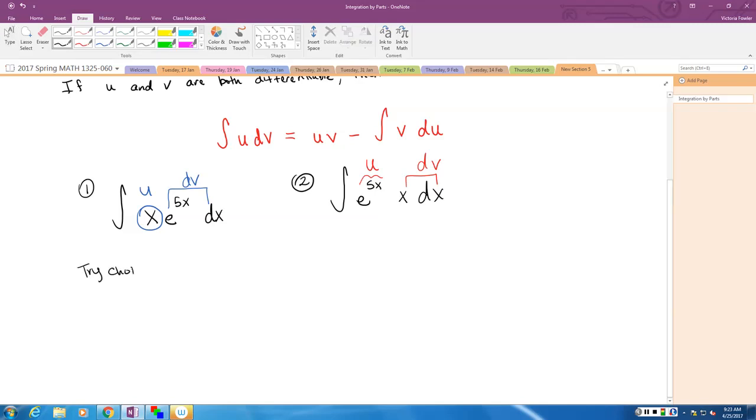So I'm asking you to just kind of hang with me for a second. We're going to try choice 1, which I'm going to rewrite down here. Okay, so I'm going to use this formula. I'm saying the first thing x that I see is called my u, and the last set of terms back here, e to the 5x dx, is my dv.